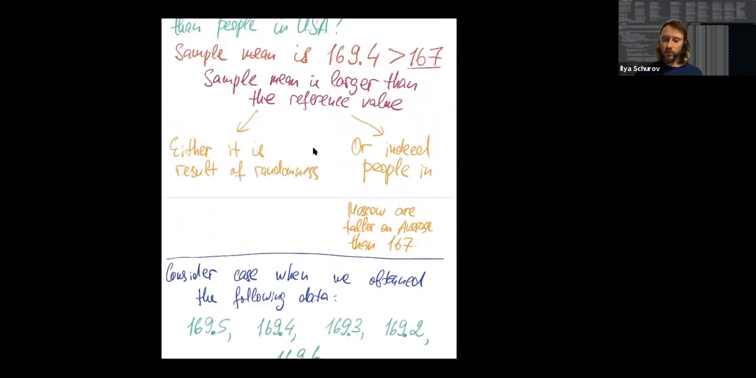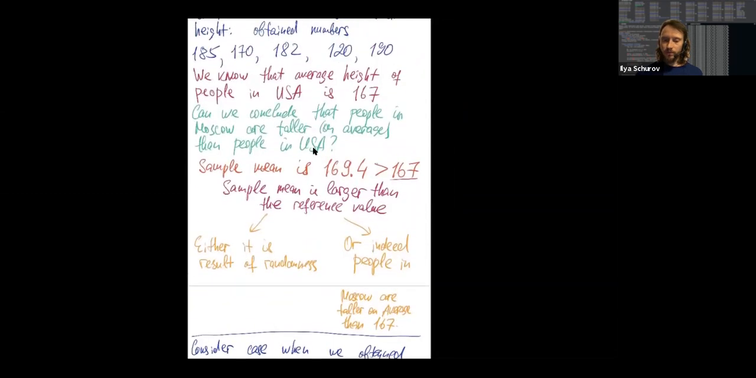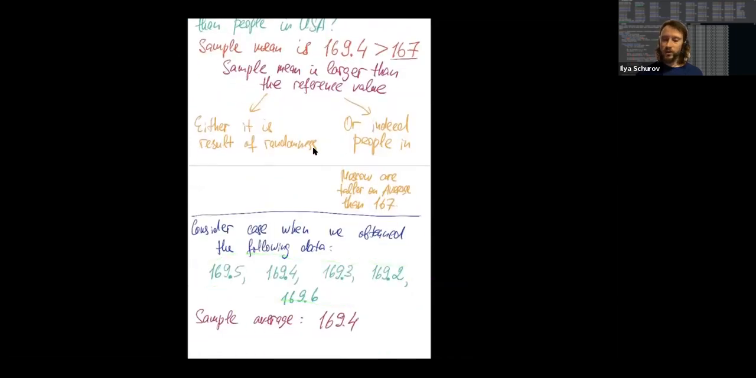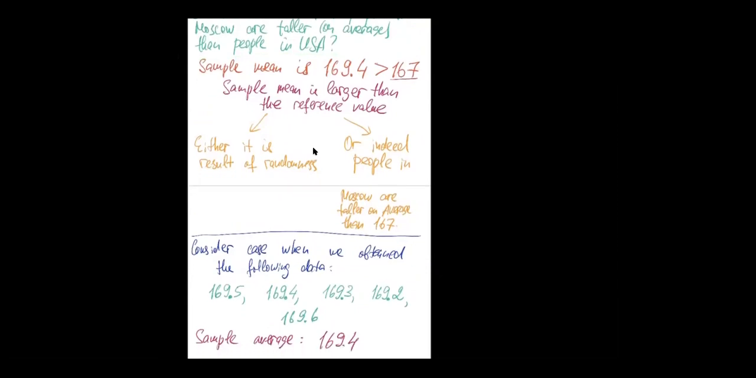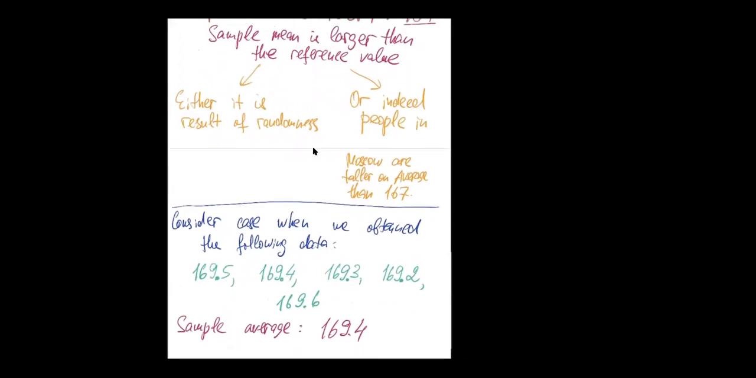Both samples, both sets of data, can be considered as an argument to answer this question positively, to say that yes, our data suggest that people in Moscow are taller than people in USA. But let us look at these two data. Which one is more convincing in answering this question positively? I guess the second one is more convincing, because we could hypothesize that in Moscow all the people whom we pick up randomly have more or less the same height, which is not the case for the first data set.